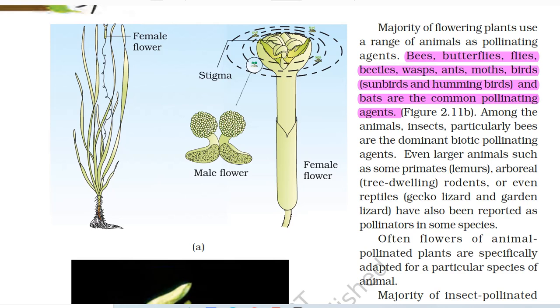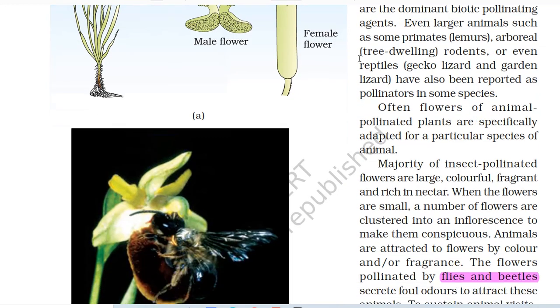The majority of flowering plants use a range of animals as pollinating agents. Bees, butterflies, flies, beetles, wasps, ants, moths, birds (sunbirds and hummingbirds), and bats are the common pollinating agents. Among the animals, insects, particularly bees, are the dominant biotic pollinating agents. Even larger animals such as some primates, that is lemurs, arboreal, that is tree-dwelling rodents, or even reptiles like gecko lizard and garden lizard have also been reported as pollinators in some species.